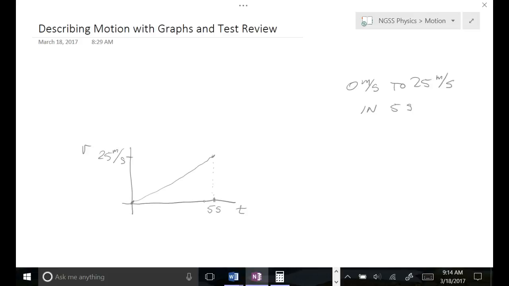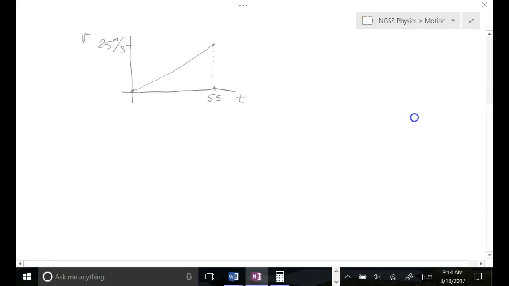And if I wanted to find out what the acceleration of this was, what I would do is find the slope. So I'm going to draw another graph right under it, and the t-axis is coincident. So these are the same axes, right? This is 5 seconds here. And to find the acceleration, I'm going to find this slope.